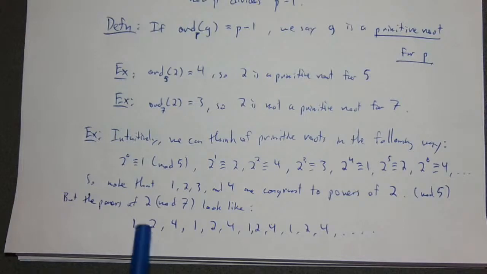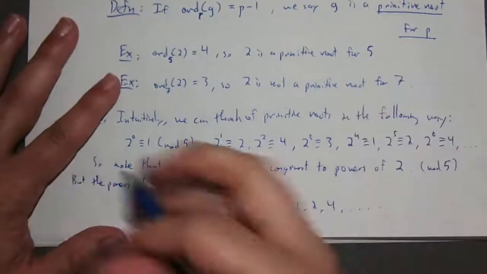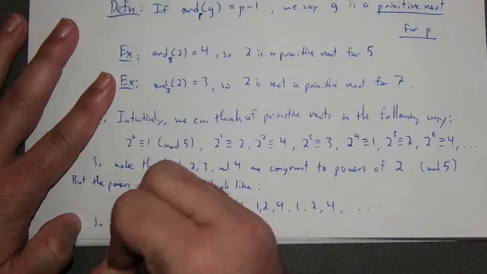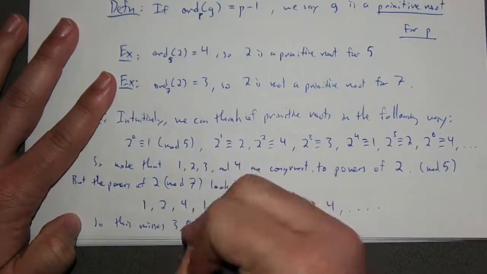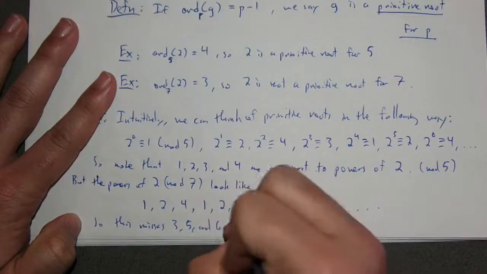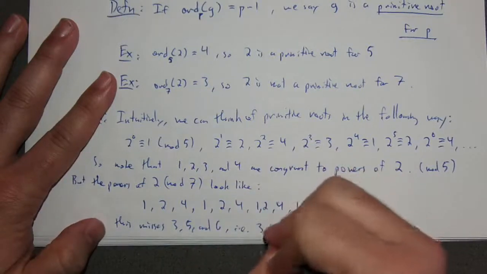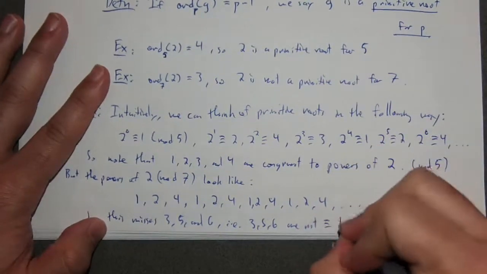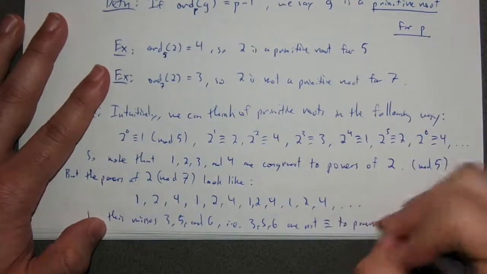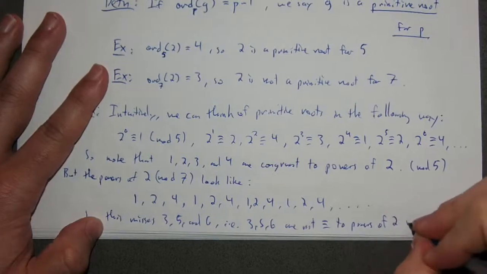So when you exponentiate 2 mod 7, you just get this cycle of 1, 2, and 4. So 3, 5, and 6 are not congruent to powers of 2 mod 7, right? So this misses 3, 5, and 6, i.e. 3, 5, and 6 are not congruent to powers of 2 mod 7.